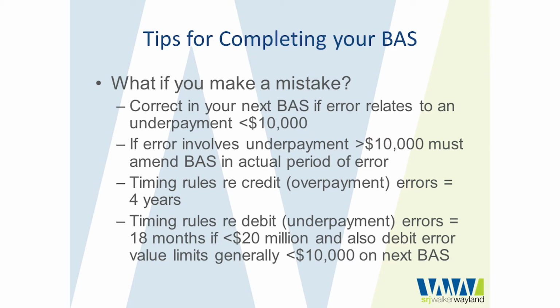If the sum of your underpayments is more than $10,000, then you have to actually amend your BAS for that particular period, and there are timing rules around that. So you have 18 months, if your turnover is less than 20 million, to be able to amend that BAS if your underpayment is more than $10,000. If you've overpaid, you can amend it within 4 years or amend it on the next BAS. So just bear in mind that there are options for you if you get your BAS wrong.